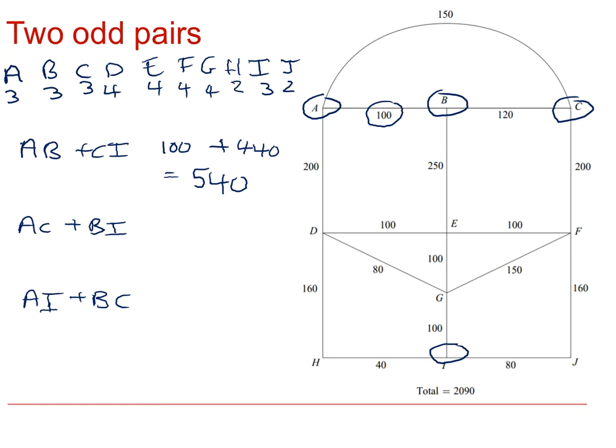Looking at the next option, A to C would either be via B, 100 plus 120, or the direct route up the top of just 150. I will write down 150. For B to I, the shortest route is straight down via E, G, 250 plus 100 plus 100 at 450, thus giving potential added weight of 600.